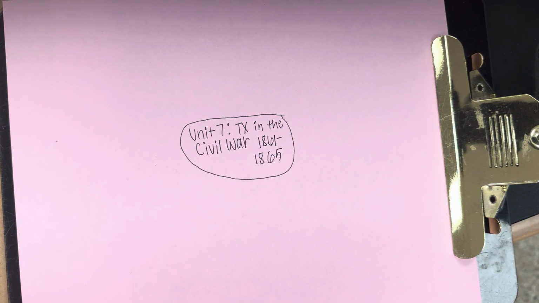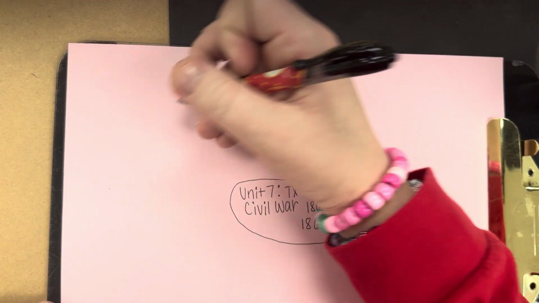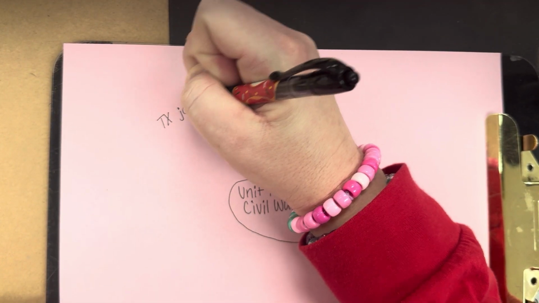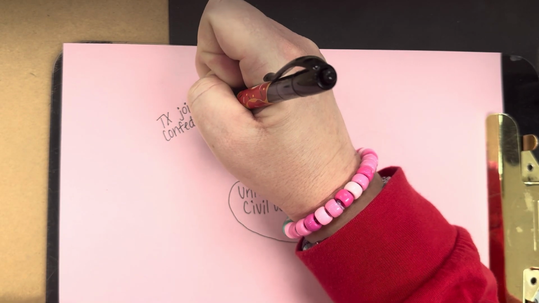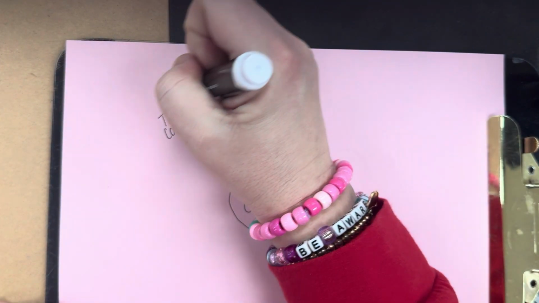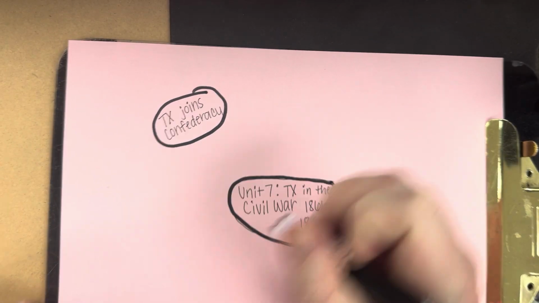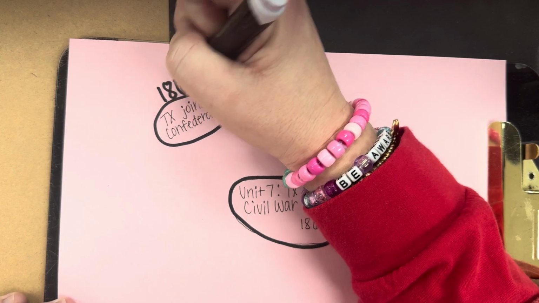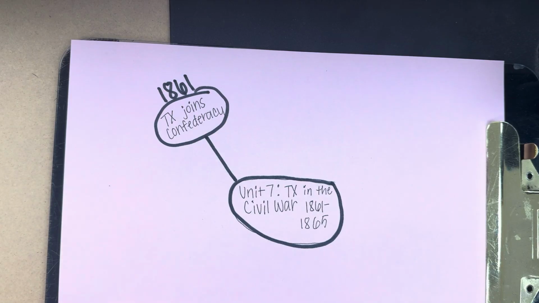The first thing that happens in this unit is that Texas joins the Confederacy. Texas joins the Confederacy in 1861 at the start of the war. That is a major event.